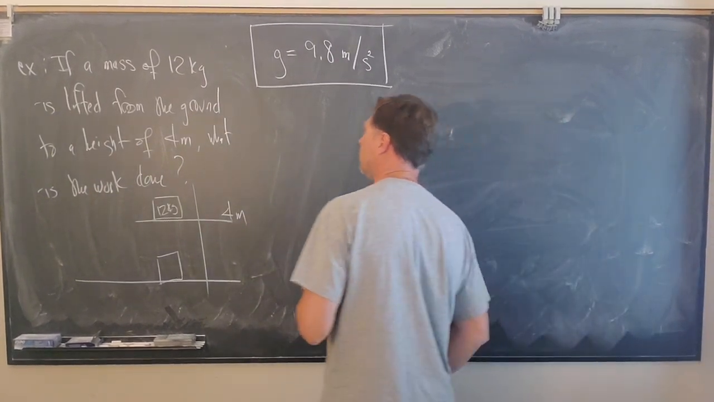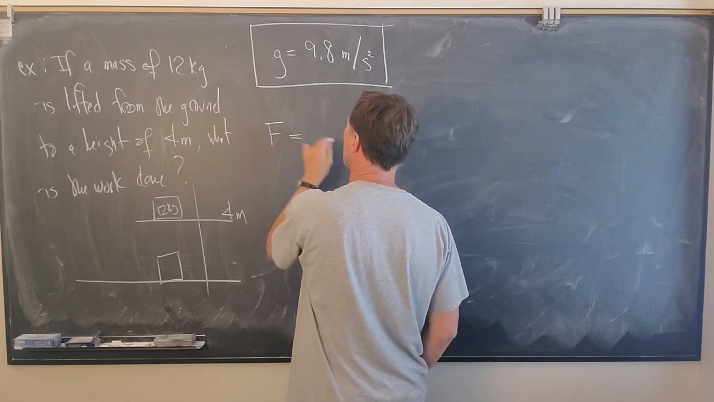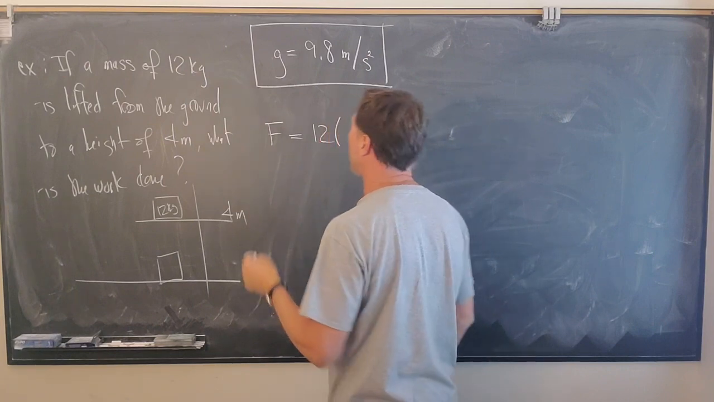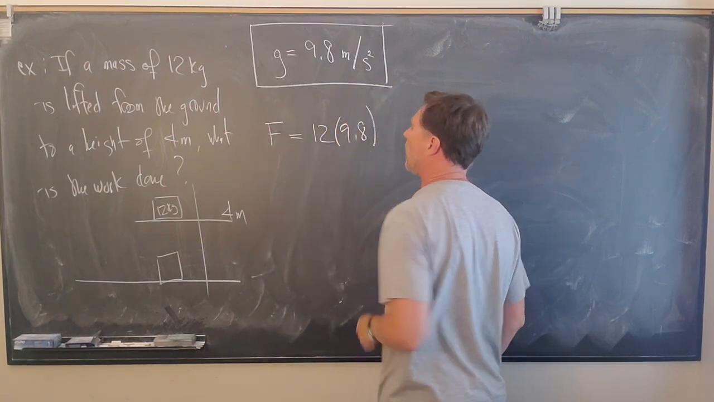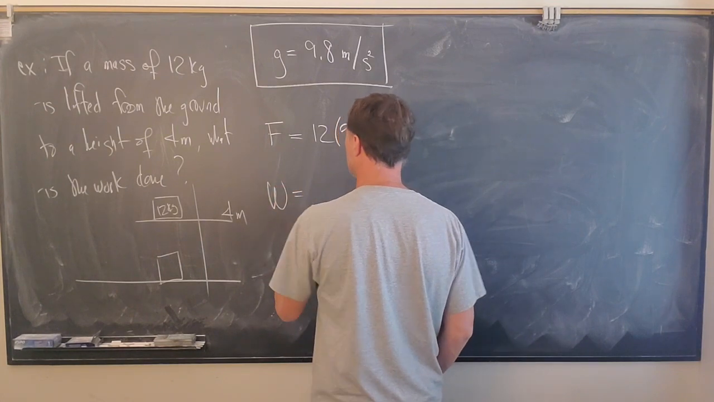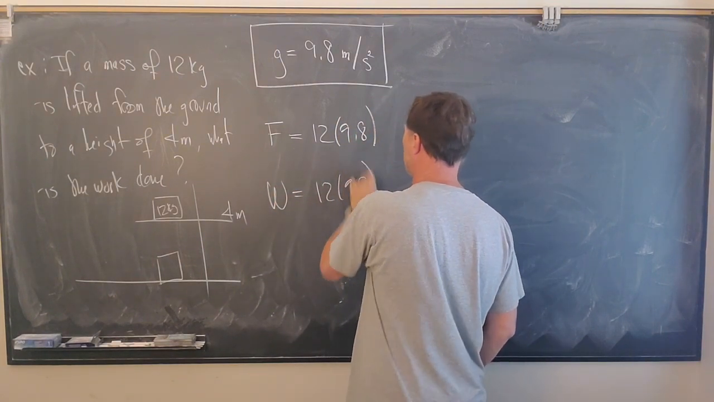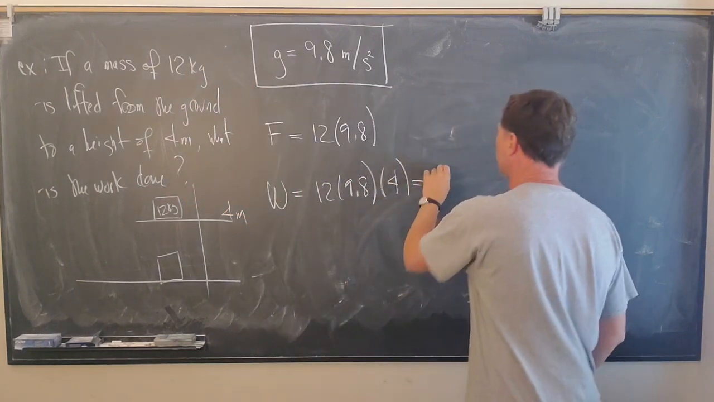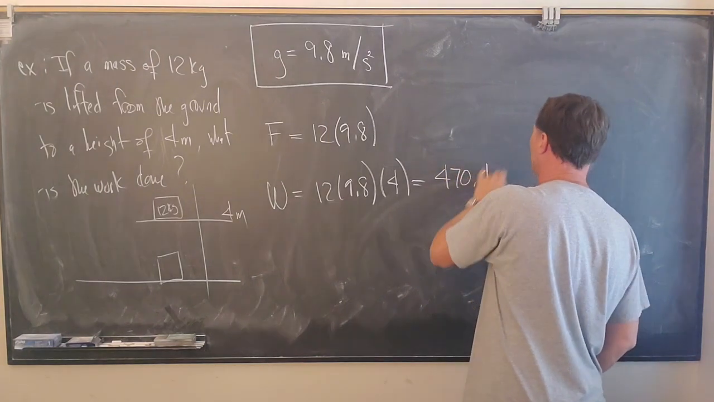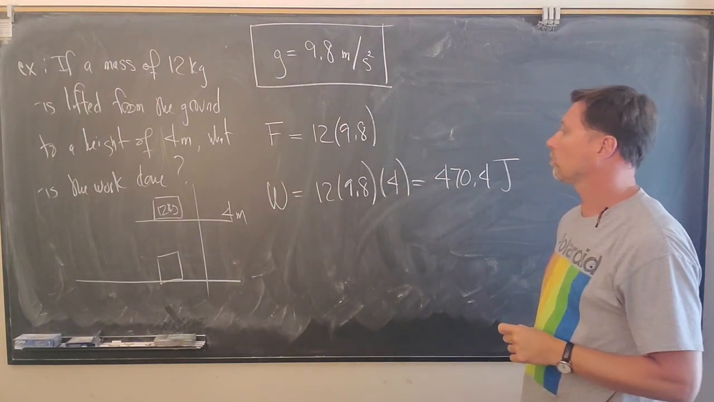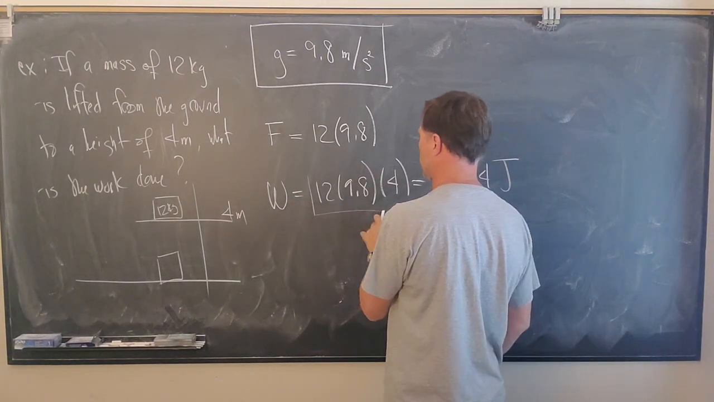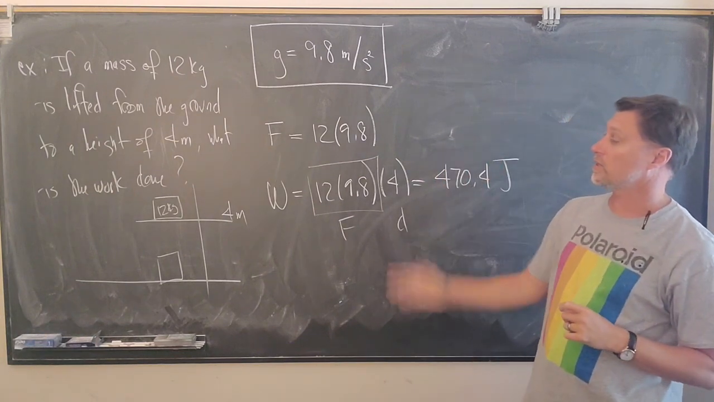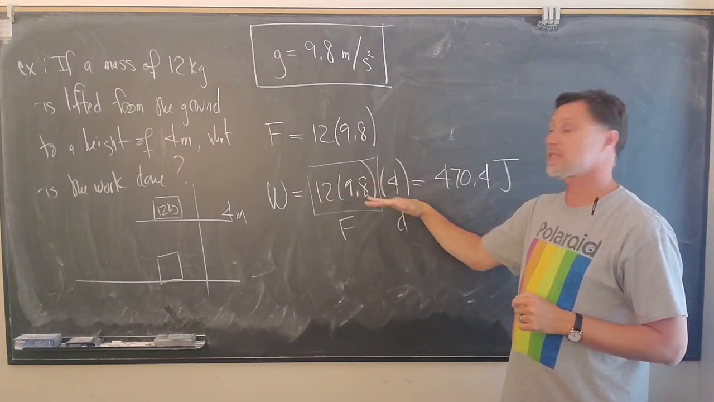And so in this case, the force is equal to the mass, which is 12, times the acceleration due to gravity, that's 9.8. And so the work is going to be 12 times 9.8 times 4. I multiplied this out, it comes out to be 470.4 joules. Right. So here's force, and there's distance. In the case that you have a constant force, you just multiply force times distance, that will give us the work.